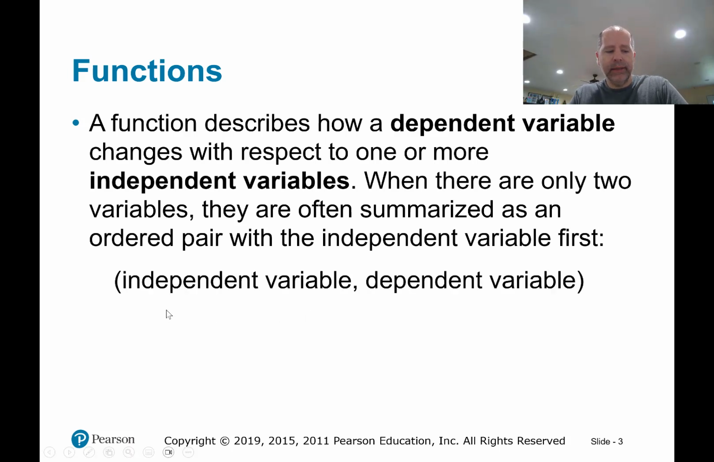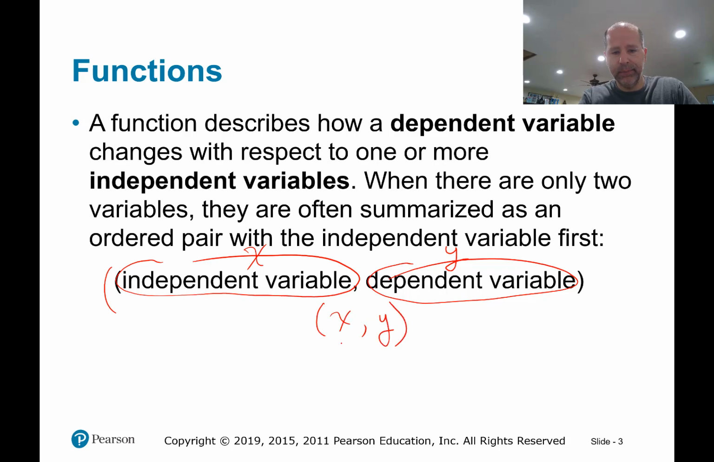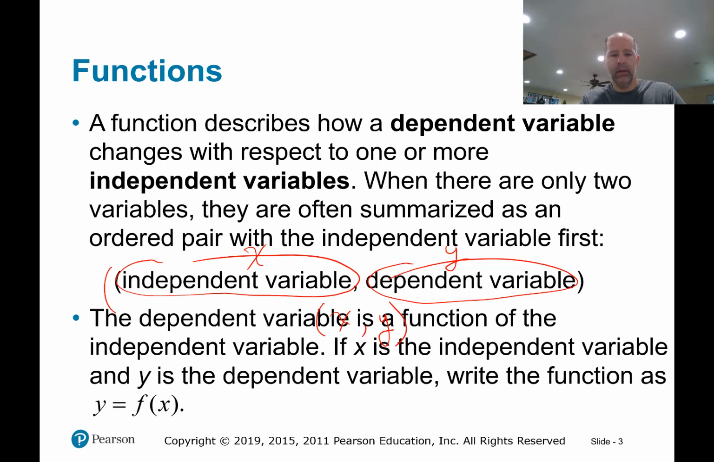Okay, so again, we always list the independent variable first in an ordered pair. Notice the parentheses. So this would typically be x, and then our dependent variable we usually call y. Sometimes we'll see it written as x comma y, and that's what we're saying here.